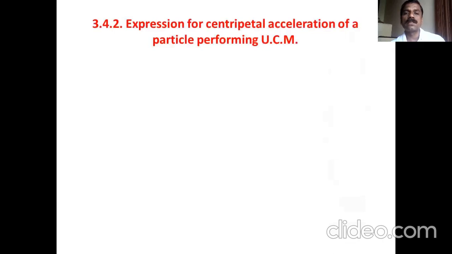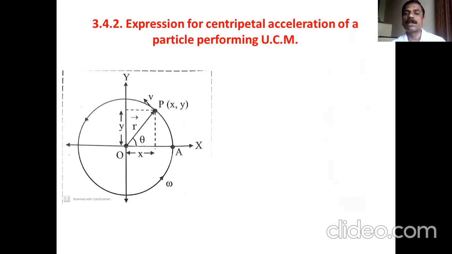Okay, the next point we want to discuss is the expression for the centripetal acceleration when the particle is performing uniform circular motion. That means we want to find the expression for the centripetal acceleration. Let us consider a diagrammatic representation. We know circular motion is a two-dimensional motion, so this is shown with the center at the intersection of the XY coordinate system.